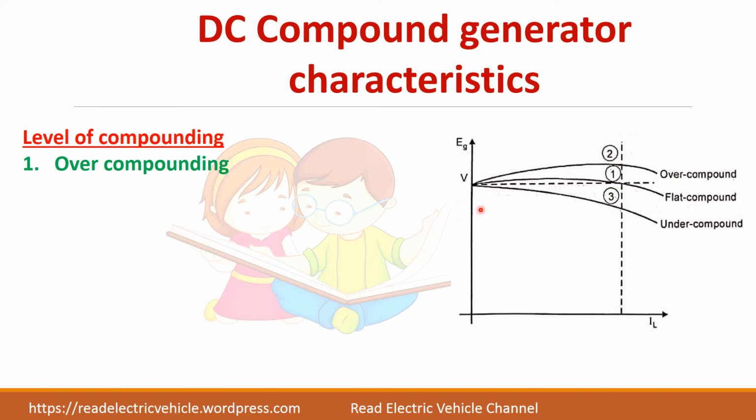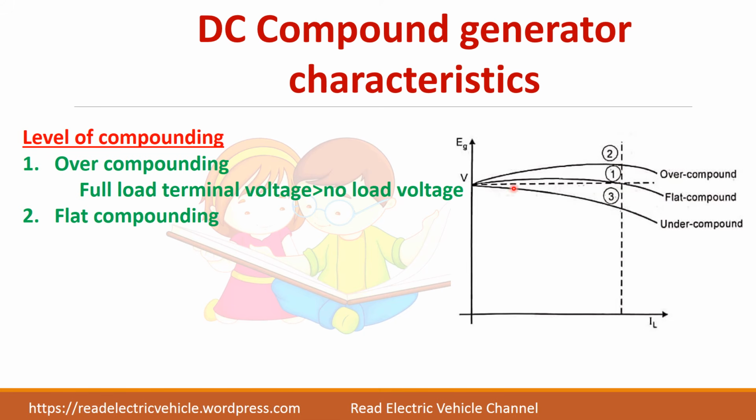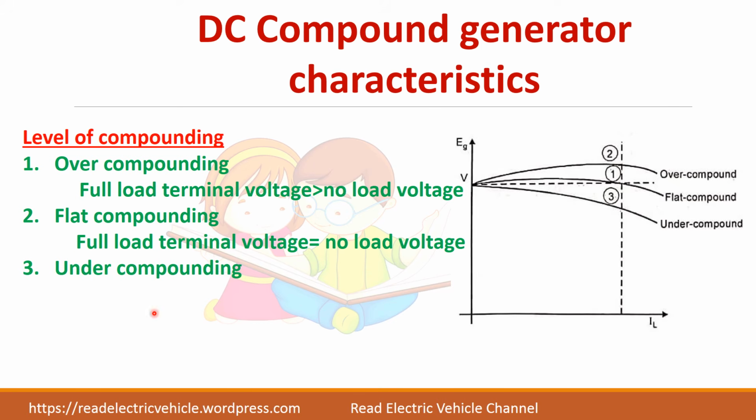Now you see in over compounding, the full load terminal voltage, that is this point, is greater than the no load voltage. So it is said to be over compounding. In flat compounding, the no load voltage as well as the full load voltage are the same. Though it increases here, after that it decreases, and at full load it is equal to the no load voltage. So in that case it is called flat compounding. And in case of under compounding, you can see the full load voltage is less than the no load voltage.